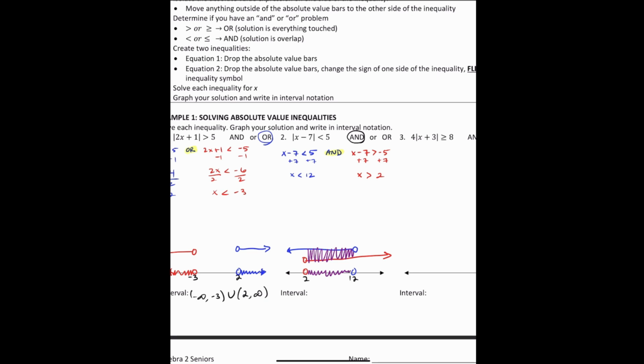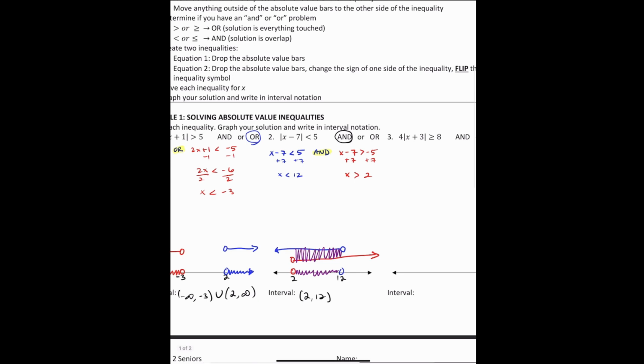2 and 12. So the interval notation is from 2 to 12, where 2 gets a parentheses because it's not included, whereas 12, it gets a parentheses because it's not included too. So from 2 to 12 is the interval.